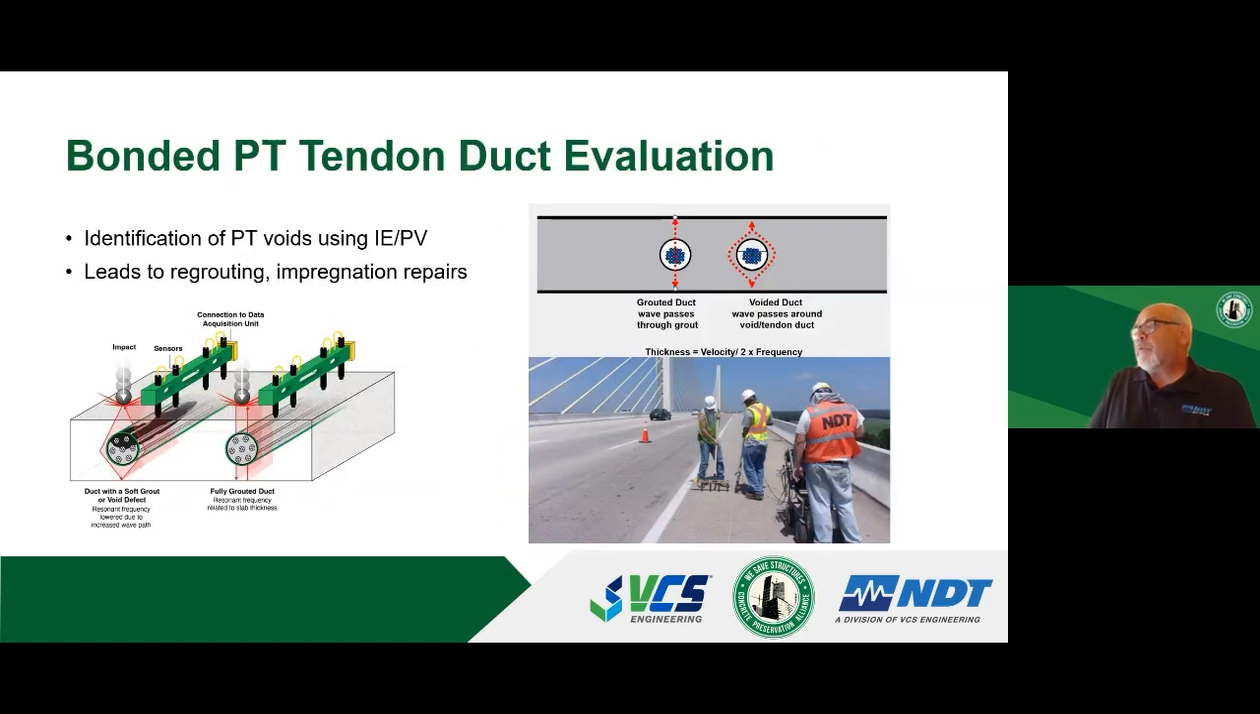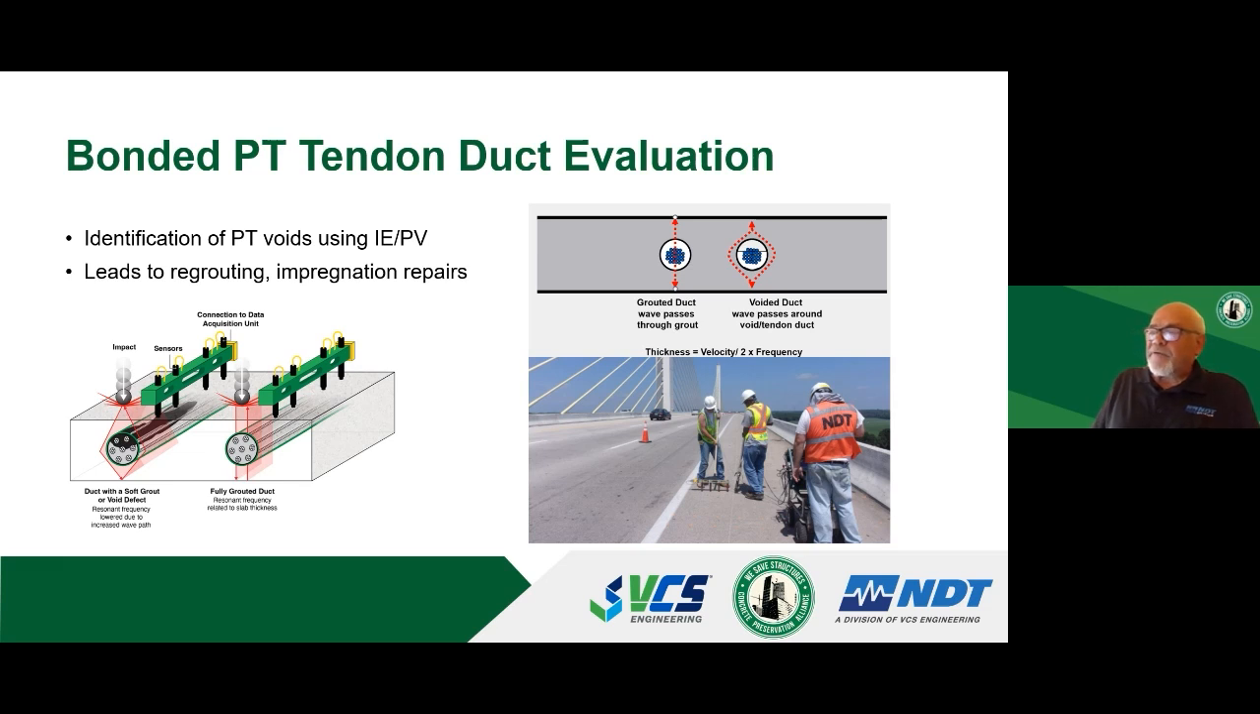Works very well. Another application for this same impact echo pulse velocity equipment would be locating voids in post-tension tendon ducts. The steel strands are pulled very tight in these hollow segmental sections of usually large signature bridges. It's a very common design technique. And then the strands are tight, they're anchored, and then the conduit, the duct, is then filled with grout. Problem is, it doesn't always get filled with grout.